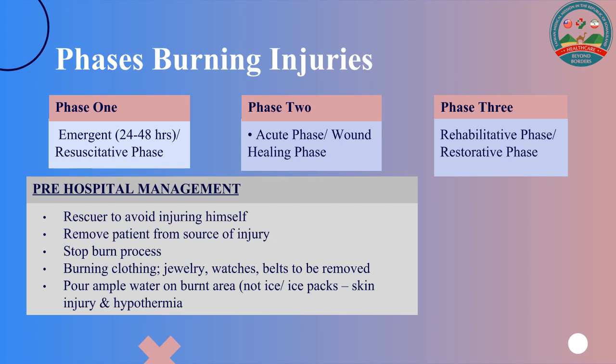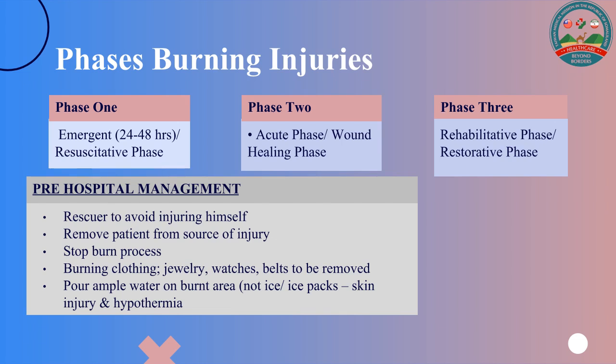Now let's look at pre-hospital management, the actions performed before the patient reaches the hospital. First, the rescuer must ensure their own safety. Second, remove the patient from the source of injury. Stop the burning process as quickly as possible. Remove burning clothing, jewelry, watches, or belts to prevent swelling-related complications.